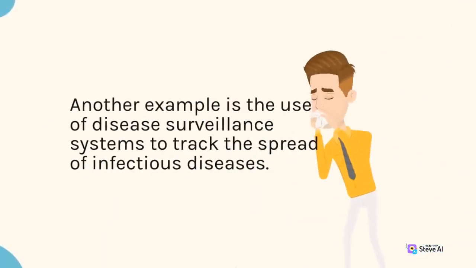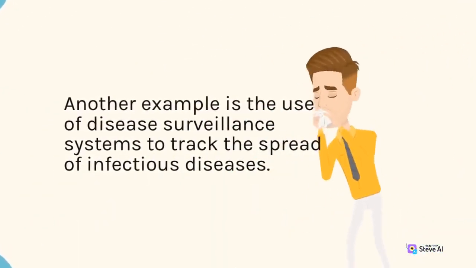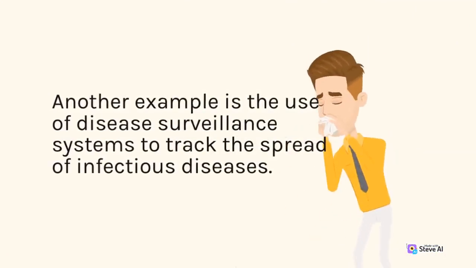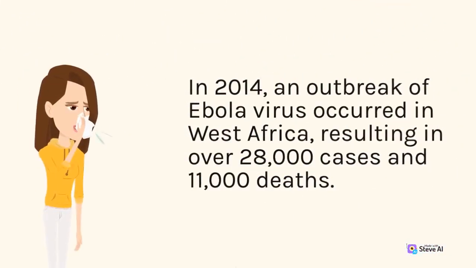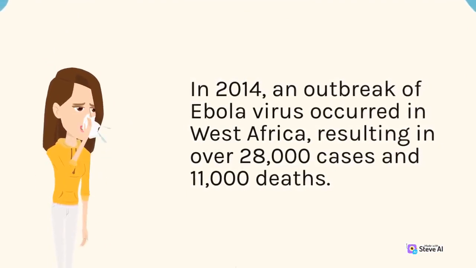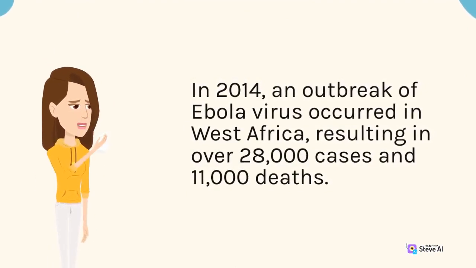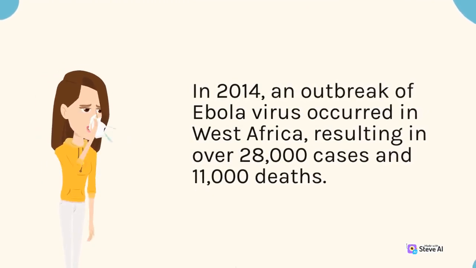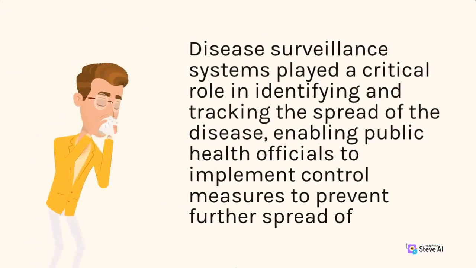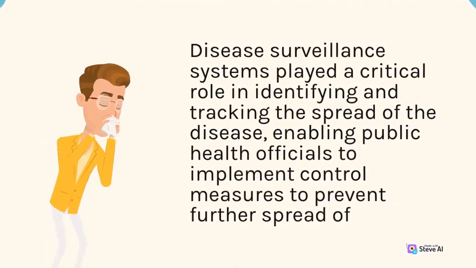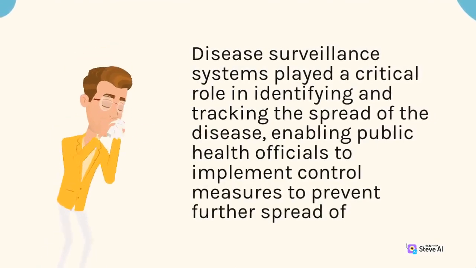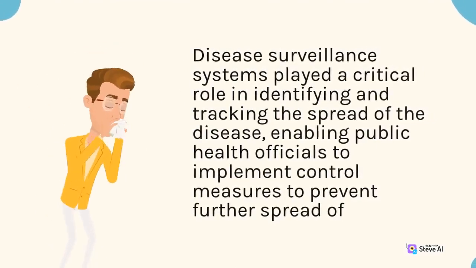Another example is the use of disease surveillance systems to track the spread of infectious diseases. In 2014, an outbreak of Ebola virus occurred in West Africa, resulting in over 28,000 cases and 11,000 deaths. Disease surveillance systems played a critical role in identifying and tracking the spread of the disease, enabling public health officials to implement control measures to prevent further spread of the virus.